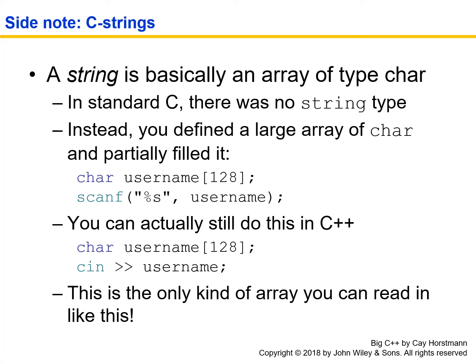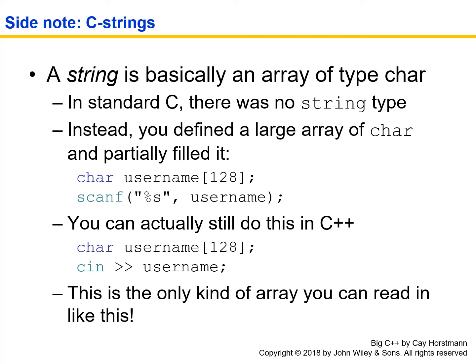That's one of the pluses in C++. In standard C, you defined a large array of characters and then partially filled it. So you might set aside 128 characters for a username, knowing that most people are not going to create a 128 character username for themselves. And then you can read from the keyboard.